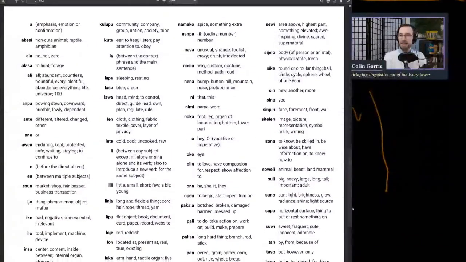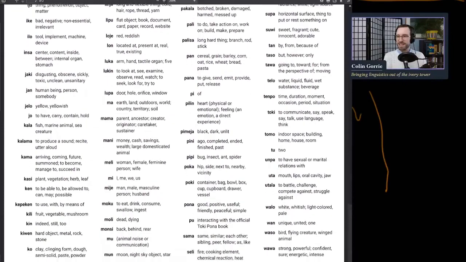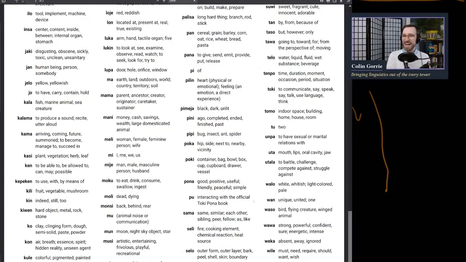But basically, we have the entire vocabulary, the entire lexicon here. It's not much. But as you can see, there's a lot going into each one of these roots. So here we have an example, lukin, which means to look at, see, examine, observe, read, watch, seek, look for, try to, and I'm sure a whole bunch more things. So our goal today is going to be to take these lovely, lovely lexical entries and replace them with things that look very, very different.